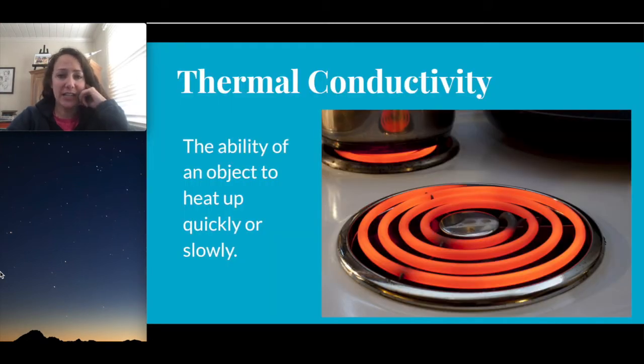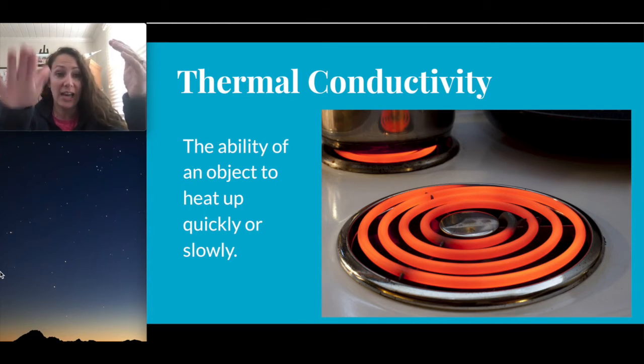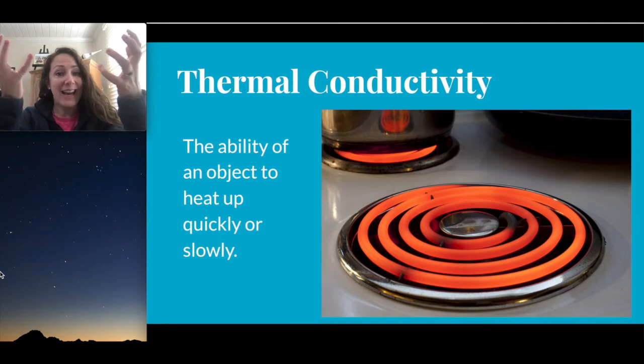And thermal conductivity, this is the ability of an object to heat up quickly or slowly. Okay, so if you think about your kitchen, think about your stove. I'm sure you've noticed before that if you turn the burner on, over time, it's going to turn red because that means it's getting super hot. And if you touch that, ouch, it's not going to be pleasant, okay? So metal has a high thermal conductivity. It reacts very quickly and soaks in all the heat and retains that heat.